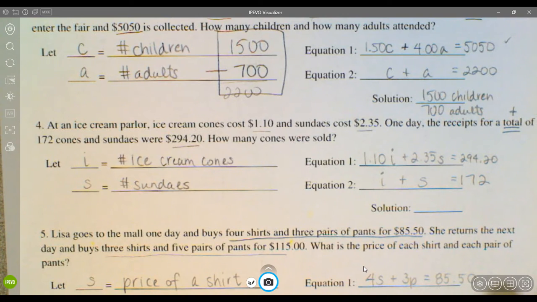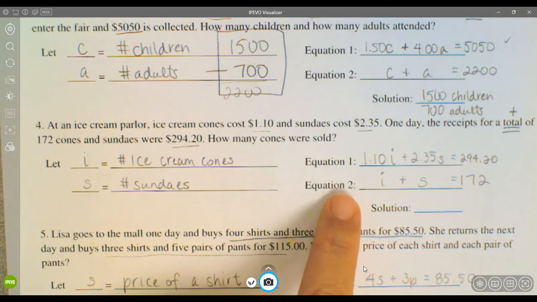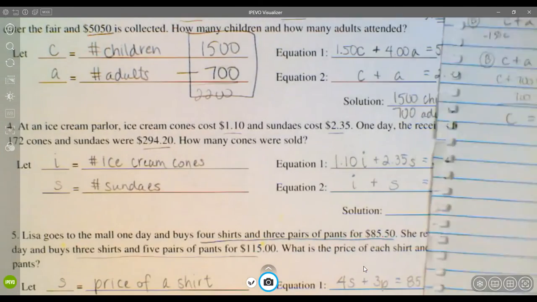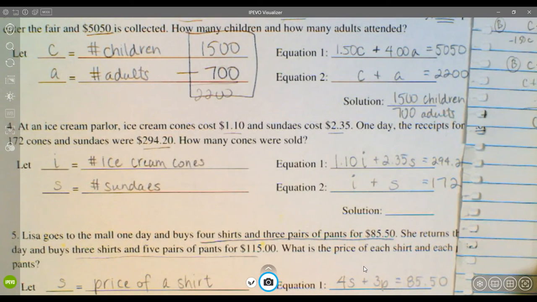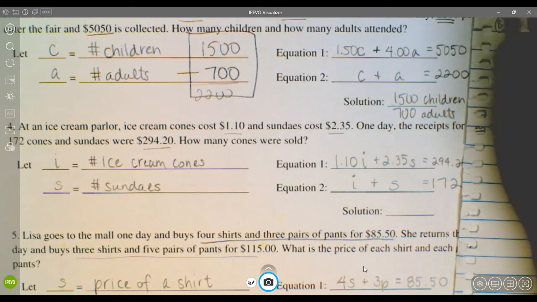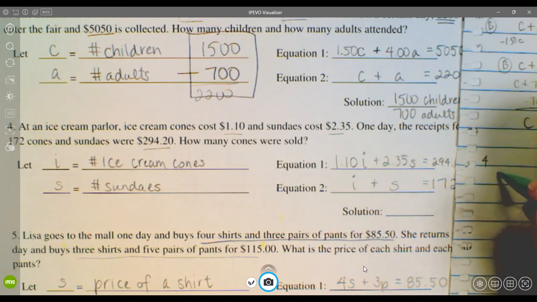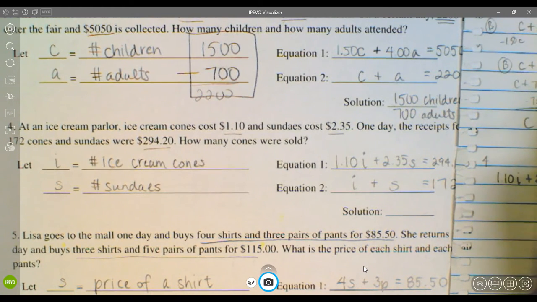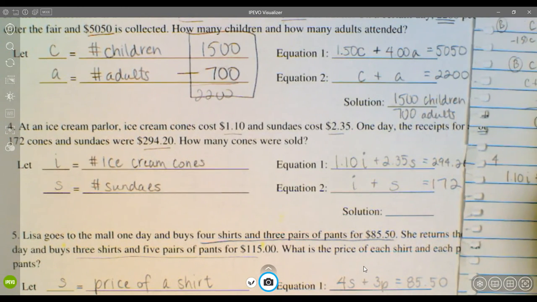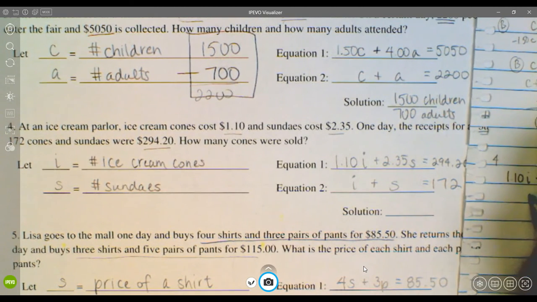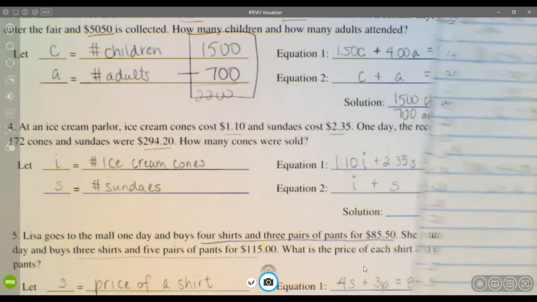Okay, I'm going to do the same thing now for problem 4. I'm going to write my equation, and I do believe I'm going to solve this in the same manner. So this was problem 3. So let's look at problem 4 here. I have $1.10 per ice cream plus $2.35 per sundae equals $294.20. I know that the number of ice creams plus the number of sundaes adds up to 172.